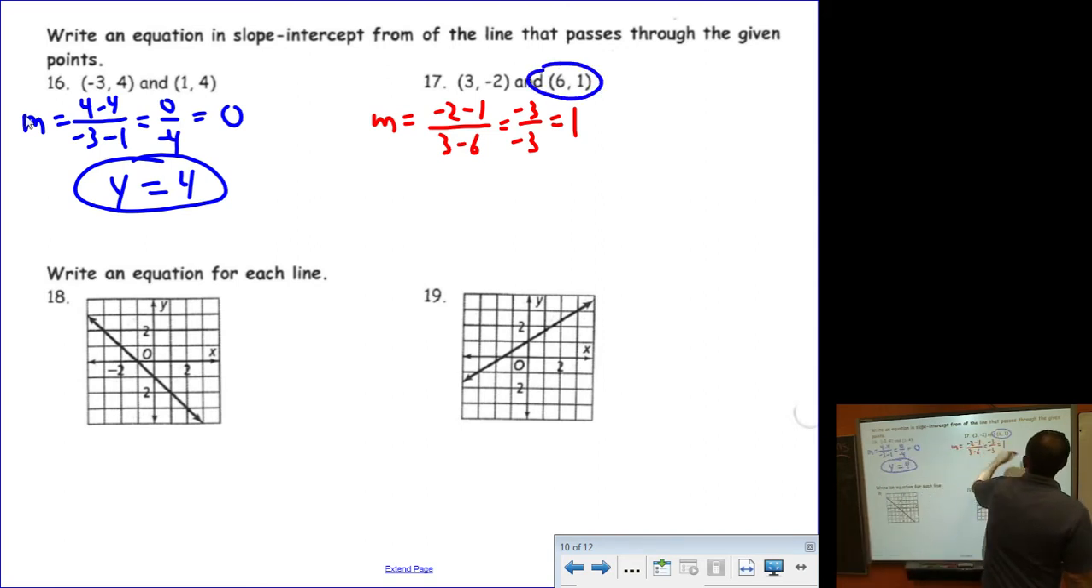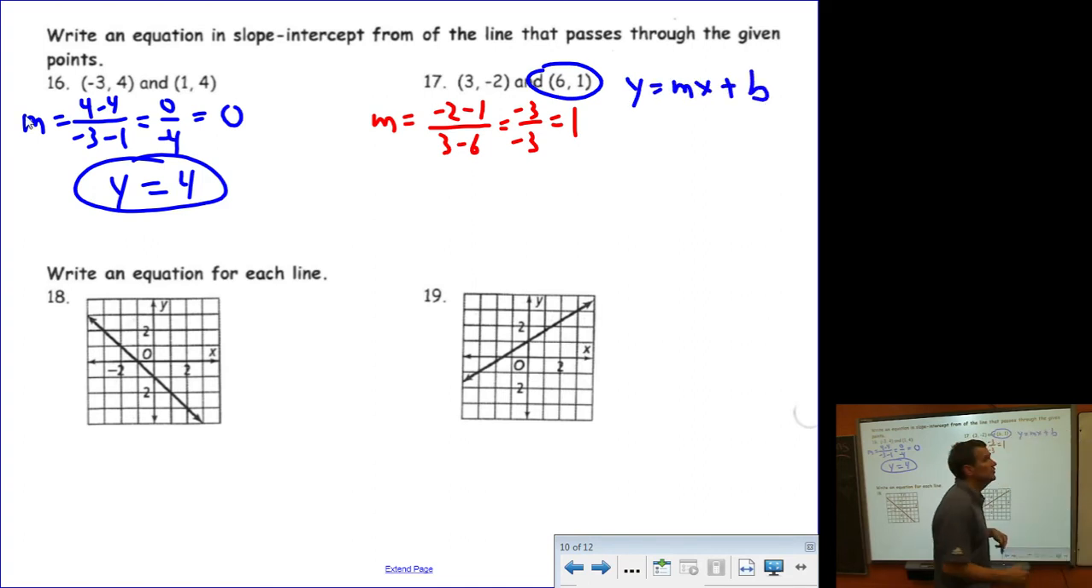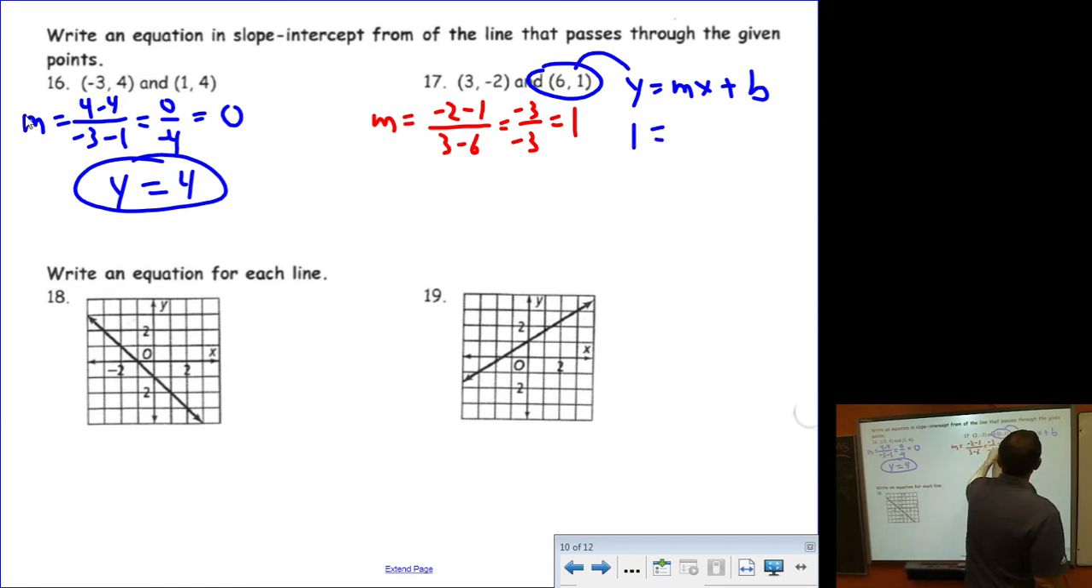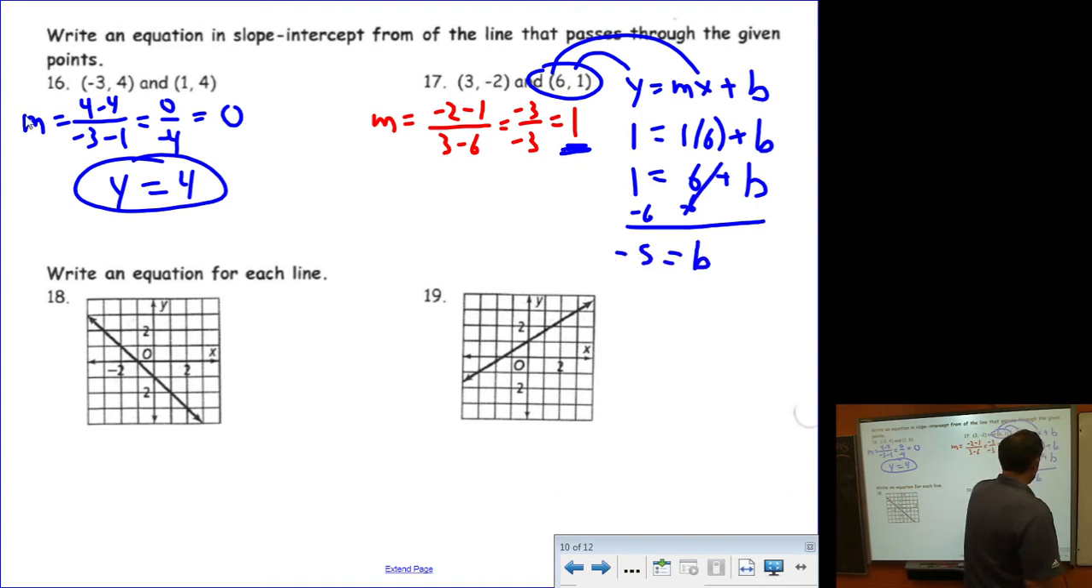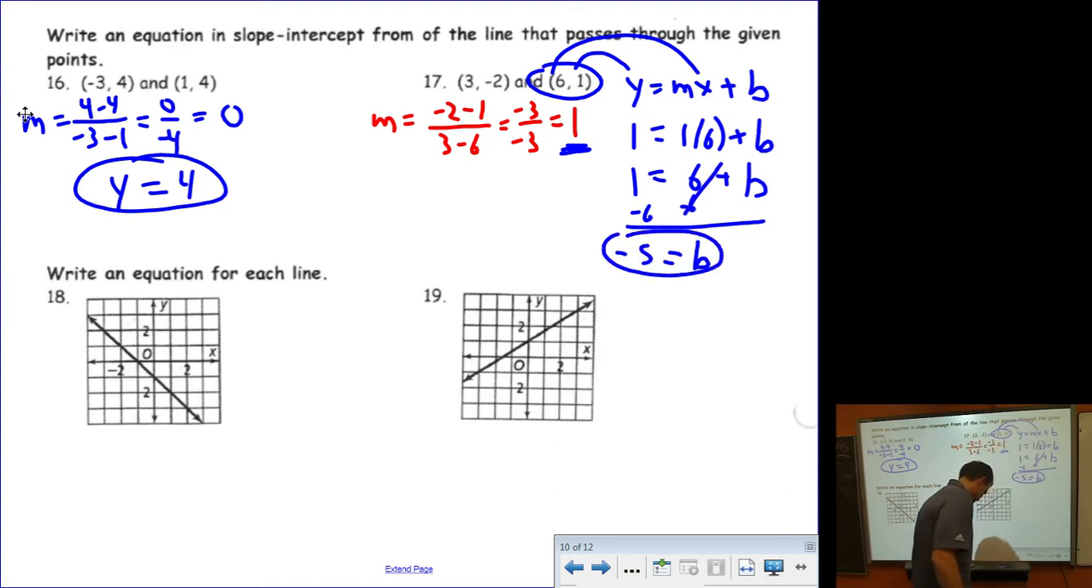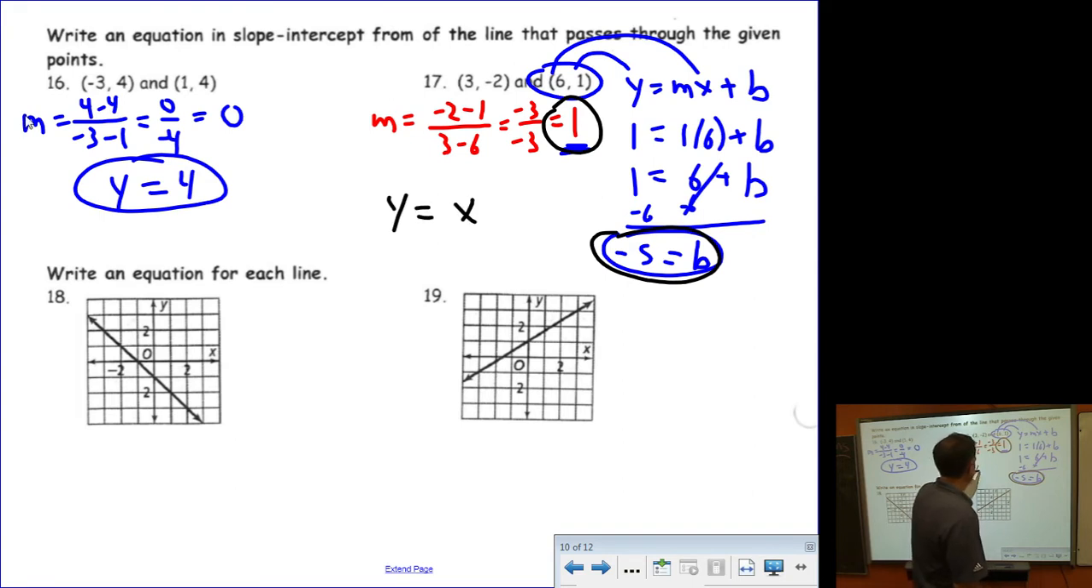So I'm going to take this point and this formula, and I'm going to solve for the y-intercept. I'm going to put the 1 in for y. I'm going to put this 1 in for m. I'm going to put the 6 in for x and solve for b. This would be 6 plus b. I would subtract 6 from both sides and get b equals -5. So now I have my slope and my y-intercept, and my equation would be y equals x minus 5.